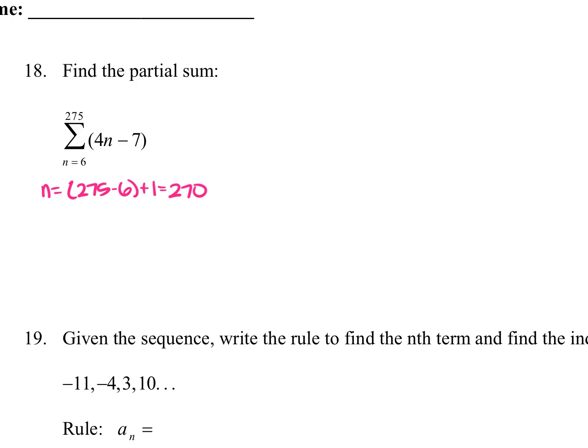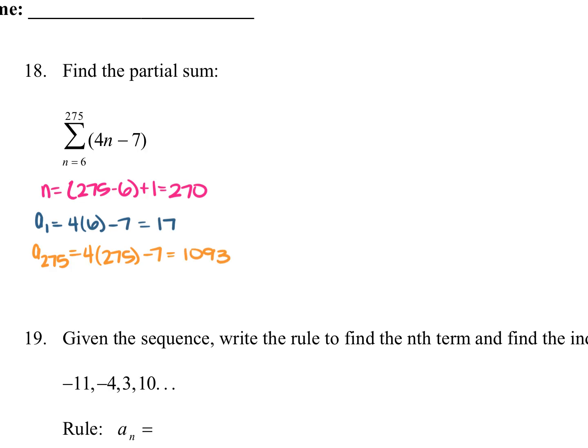Then we're going to find our first term. So we're going to have 4 times 6 minus 7. That's 24 minus 7, which is 17. And then we're going to find our 275th term, which is going to be 4 times 275 minus 7, which is 1,093.